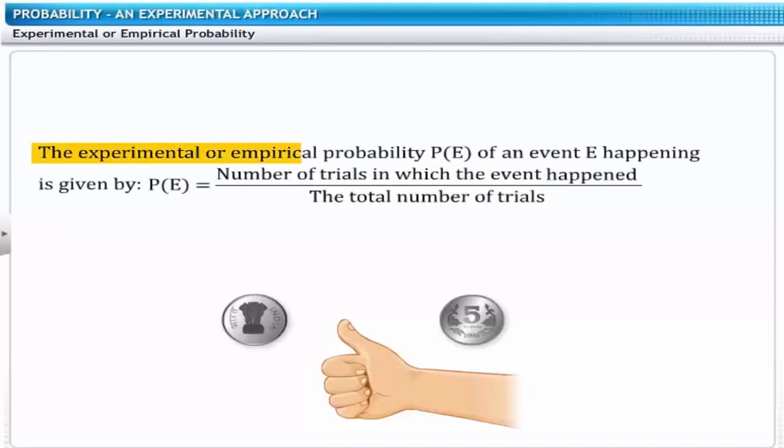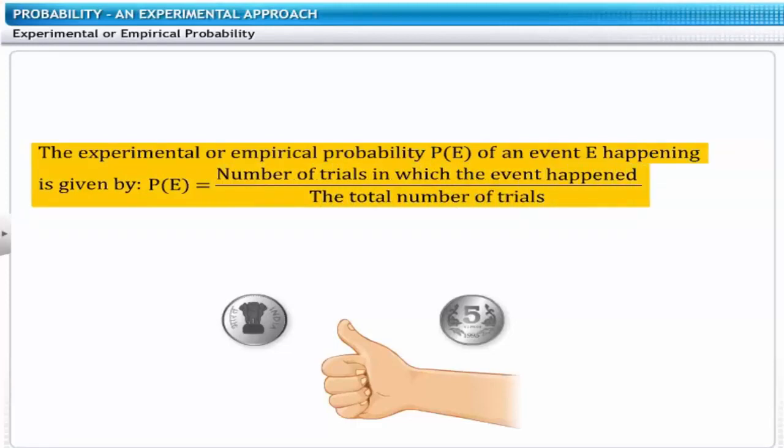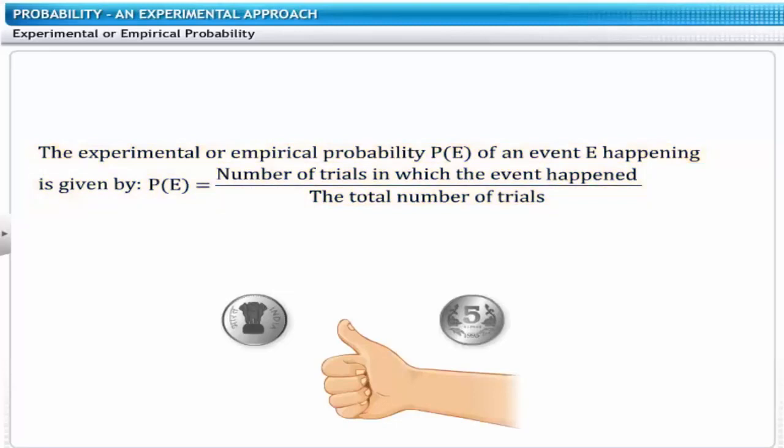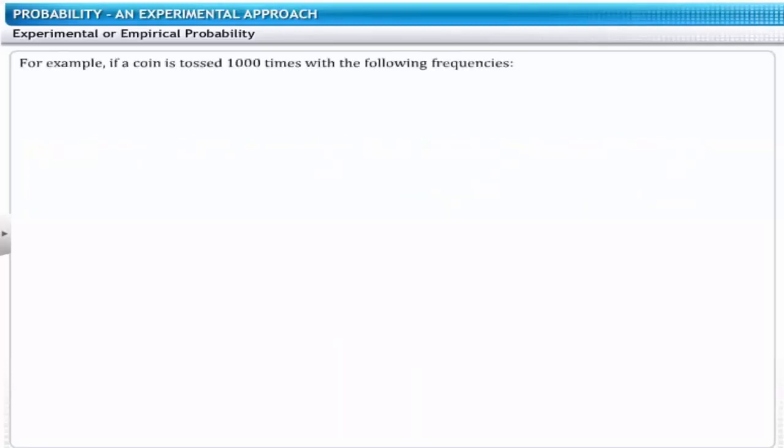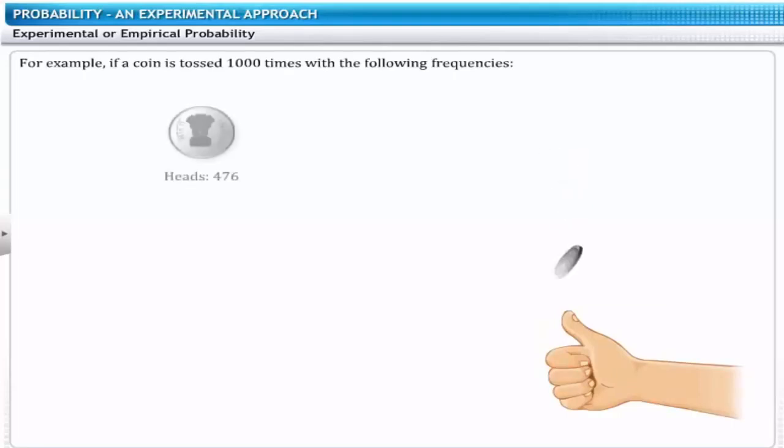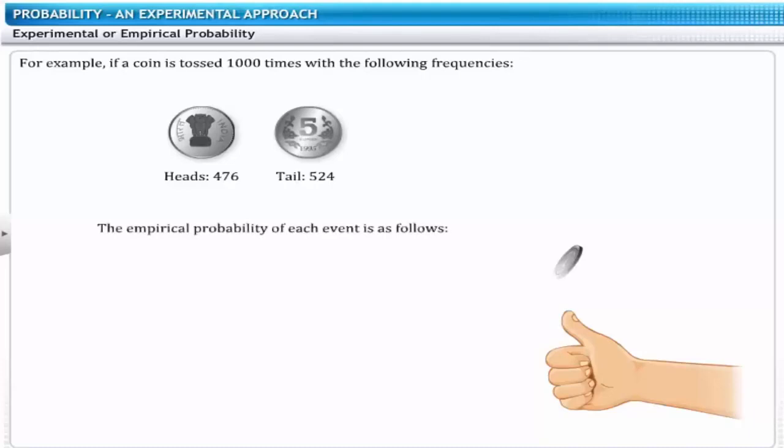The experimental or empirical probability, P(E), of an event E happening is equal to the number of trials in which the event happened divided by the total number of trials. For example, if a coin is tossed 1,000 times with the following frequencies, heads is equal to 476 and tails is equal to 524. The empirical probability of each event is calculated as shown here.